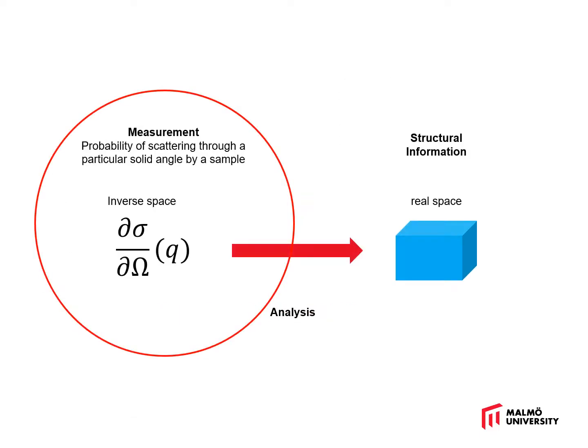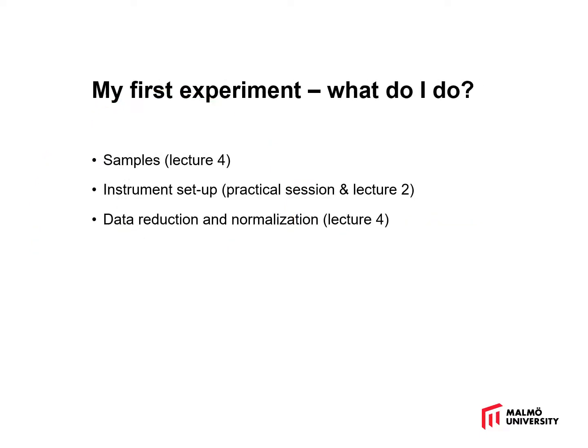So, in today's lecture, we're going to talk about how we get the probability of scattering, whether that be neutron or X-ray, through a particular solid angle by a sample. We talk about instruments. Another way of thinking about today's lecture is, well, this is my first experiment. What do I do? So we'll talk about instrumentation, other aspects of the experiment, the samples, and data reduction and normalization treated in lecture 4.